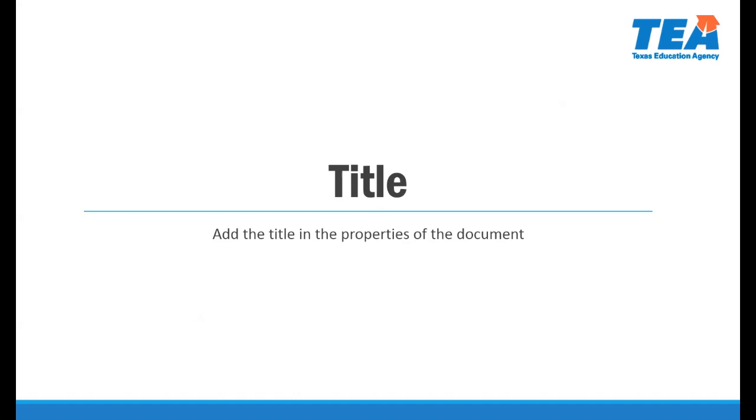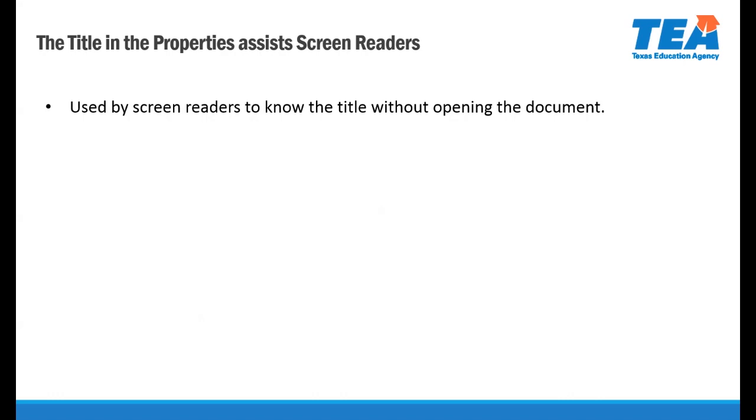Title. Add the title and the properties of the document to assist screen readers. The screen reader uses the title and the properties to know the document's name. Imagine a screen reader user downloading multiple documents from our website. If the user wants to open a particular document at a later time, the title and the properties will help the user find the correct document. If the documents don't have titles in the properties, the user would have to open each one to know which document they're looking for.